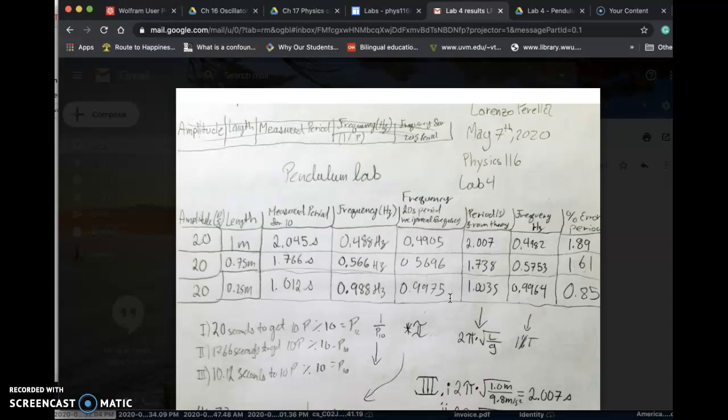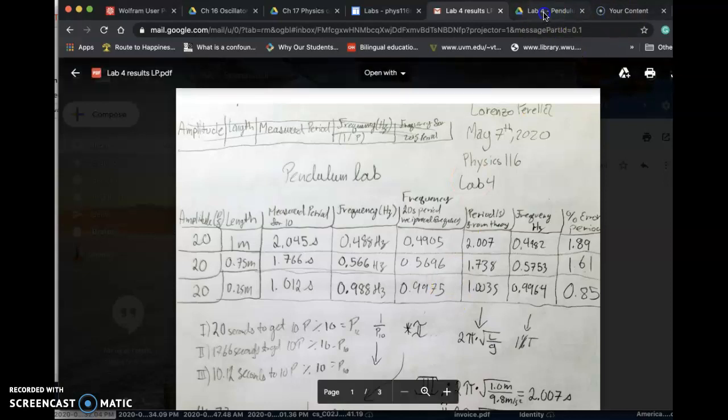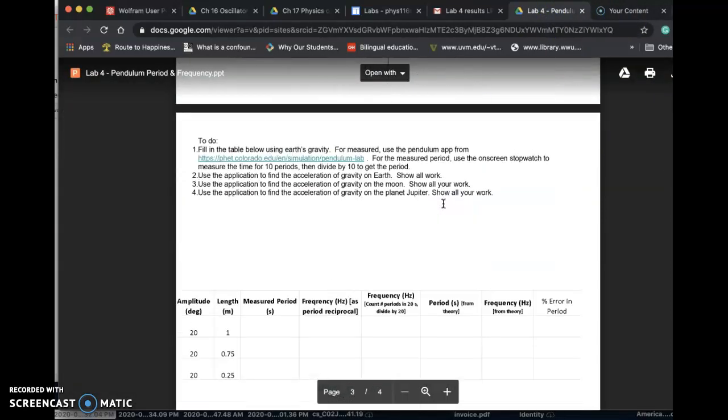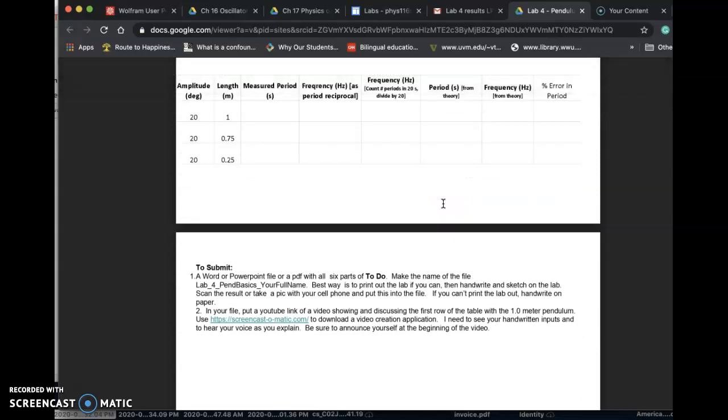And then later we did the same thing with the gravities of the moon and Jupiter to find the g constant. Though in accordance with our directions, all I really need is to go over the first part. So as that, we've covered all the bases.